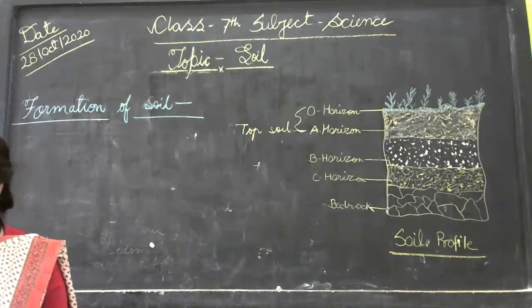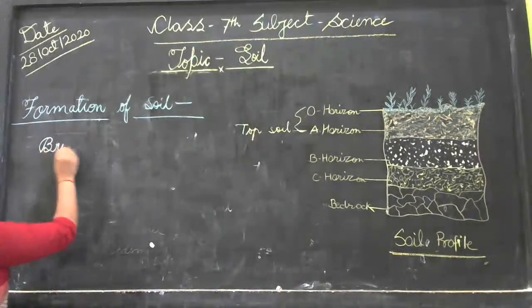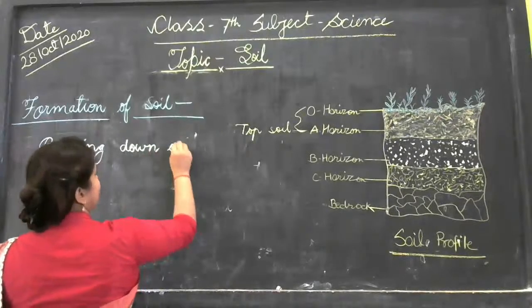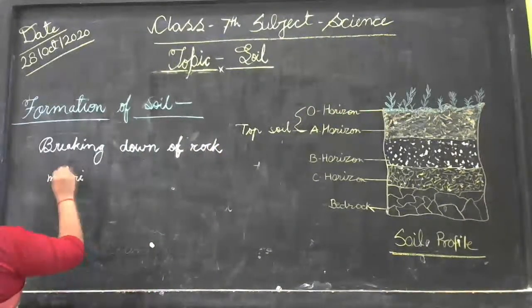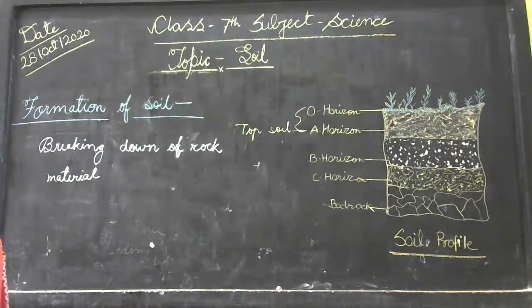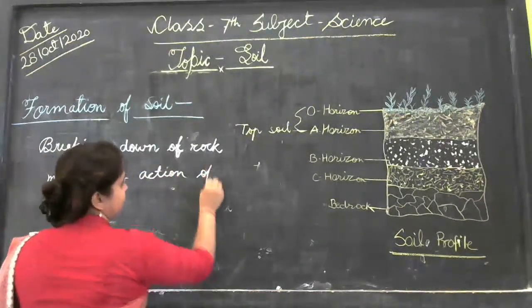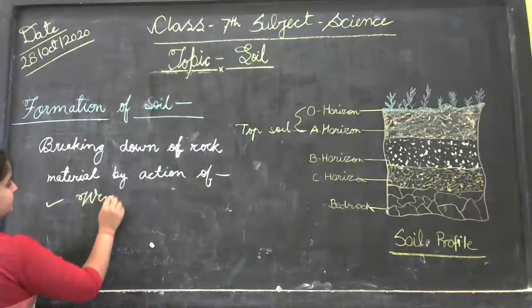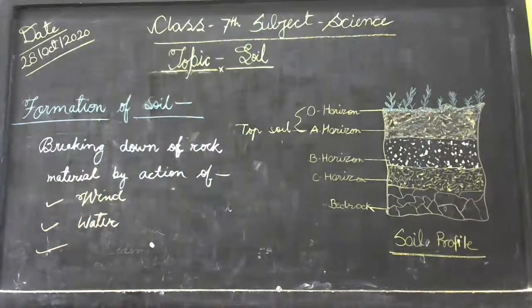Only the things which are mainly highlighted in your book, that is the breaking down of rock material, by the action of, इसके actions के द्वारा, firstly wind, water, okay, and what else, और क्या factor होता है जिसकी effect की वजह से होता है? That is your climate.